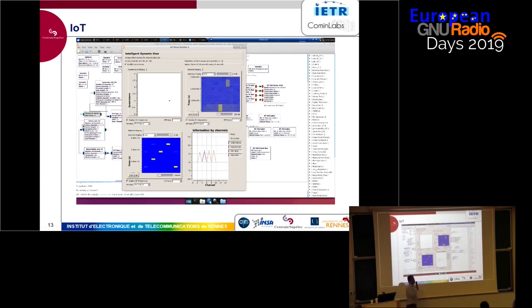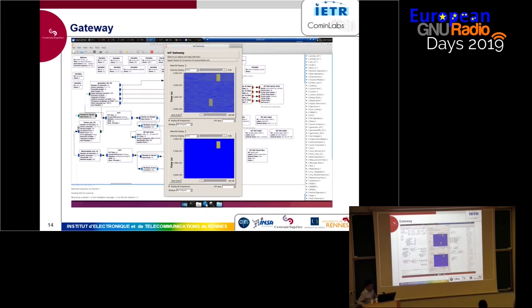Since I wasn't able to bring my USRP, I tried to show you some figures and short videos about how it works. You can see how the transmission of packets and reception is plotted in this box. Here it takes into account the statistics. In this block, we show the modulated QPSK symbols. And the same for the gateway.